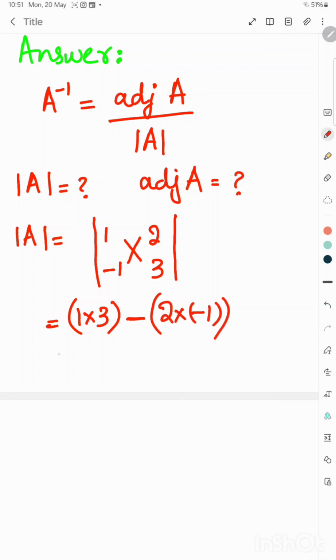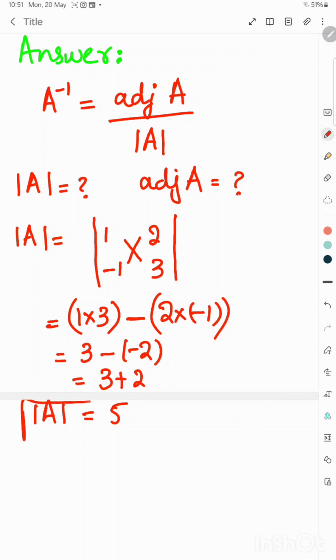Okay students, so here we get 1 multiplied by 3 minus 2 multiplied by minus 1, which is 3 plus 2, equal to 5. So students, you can see that we have found the determinant of A, and the determinant of A is equal to 5.